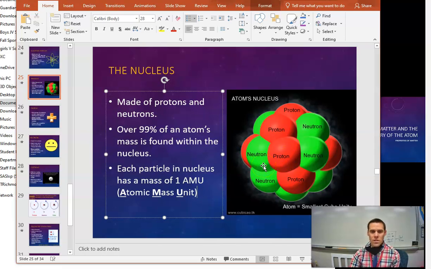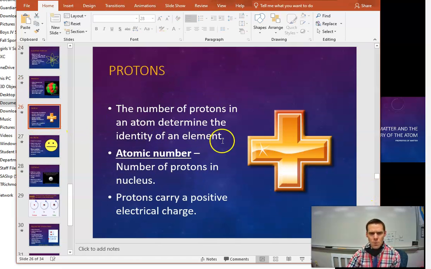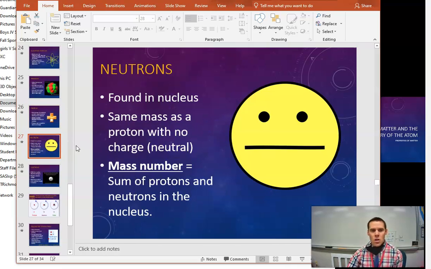So again, one proton is the equivalent of 1 AMU. One neutron is also the equivalent of 1 AMU. Protons have a positive charge, and the number of protons gives the identity of the element for our periodic table, and that might make a little bit more sense when we go over some examples. Neutrons do not have a charge, they're neutral, and they have the same mass as I mentioned earlier. They have the same mass as a proton, 1 AMU.